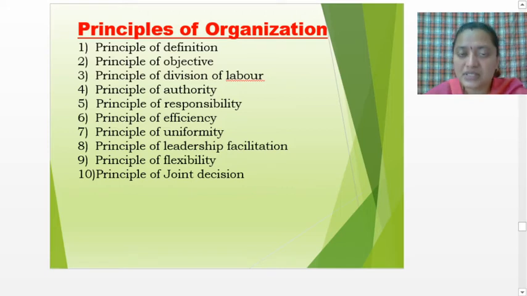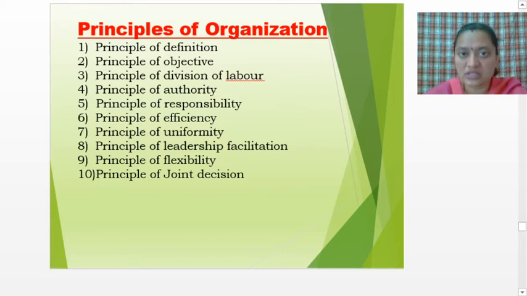The next one, principle of uniformity. Now what do you mean by uniformity? Uniformity means it should remain uniform or constant. It should not be changeable. Many a times what happens, if things keep on changing, at that time it becomes difficult for the workers to understand the work properly.